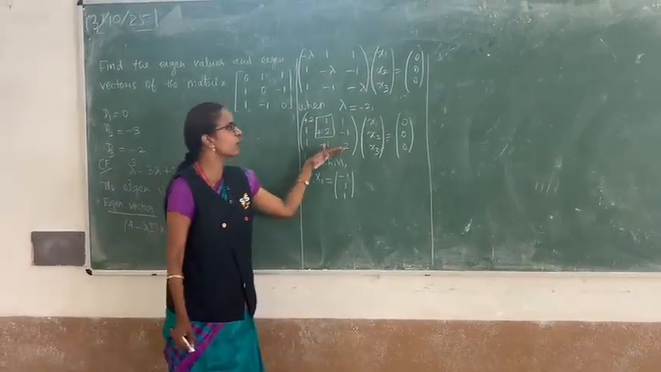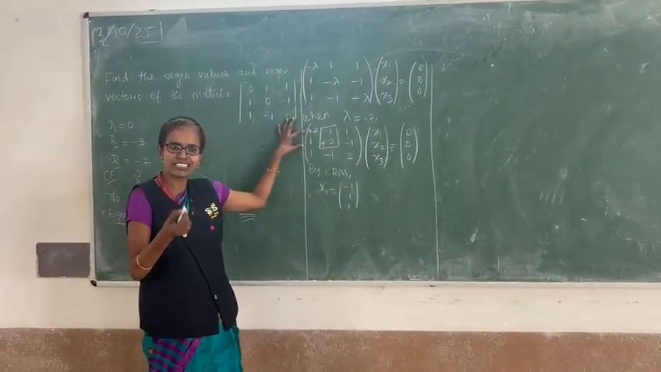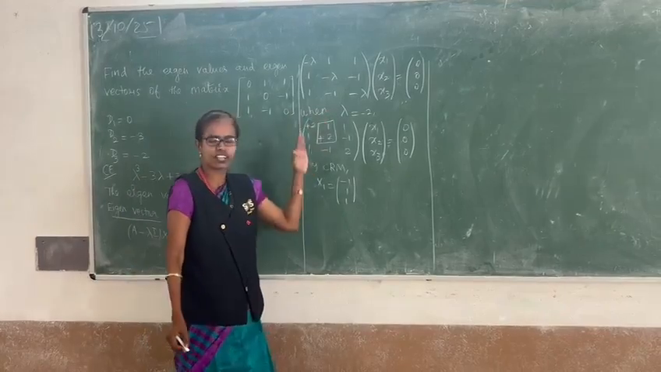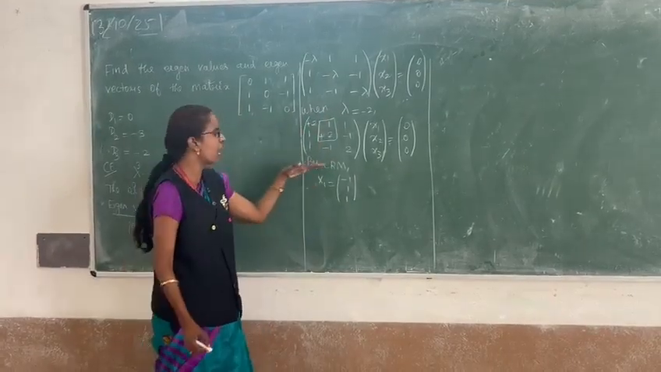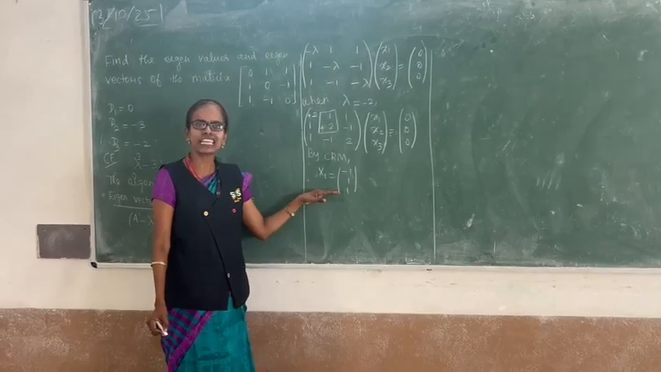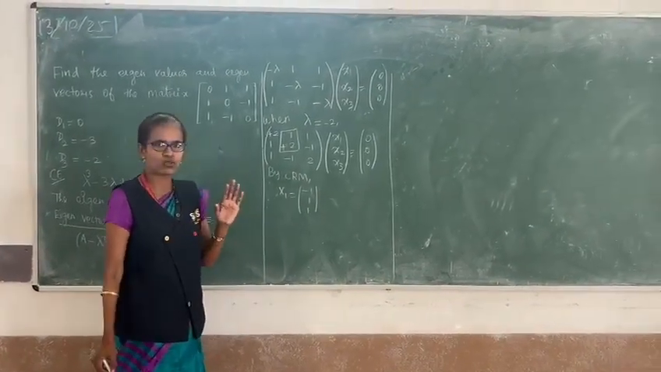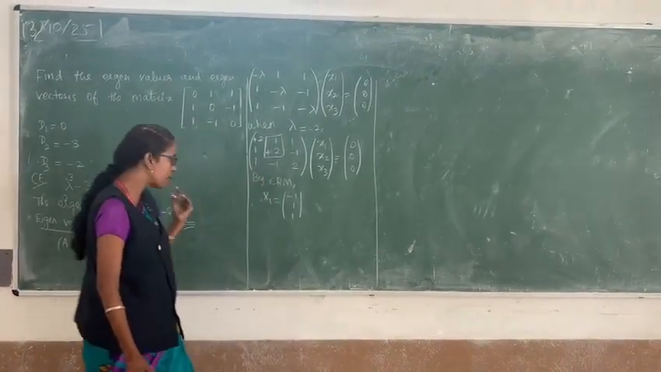Okay, hereafter we are going to check the first 2 rows. So the first 2 rows, are they different or same? Yes, they are different. That means we use the cross multiplication rule. After applying the cross multiplication rule, we are going to get the eigenvector in the form minus 1, 1, 1. Okay, so one eigenvector is over. Now we are going to proceed to the repeated eigenvalue.